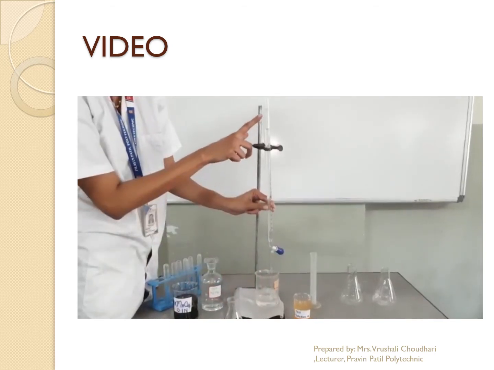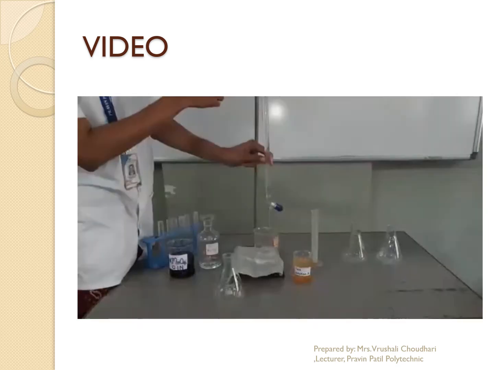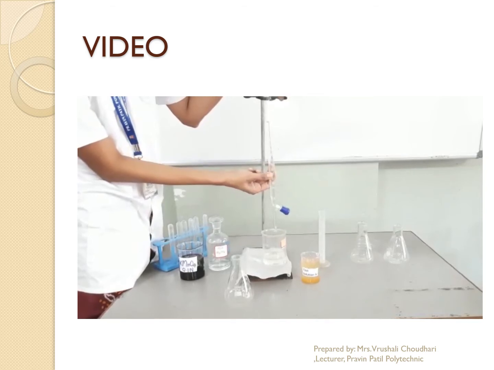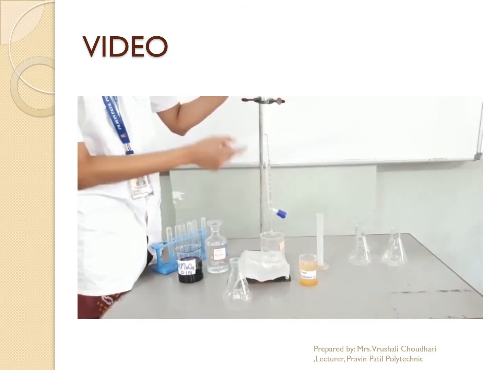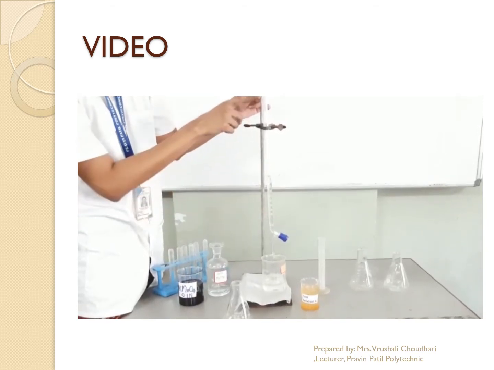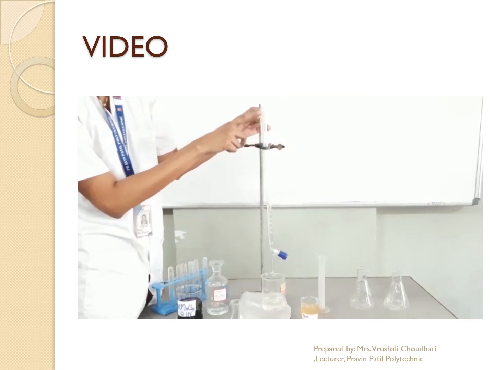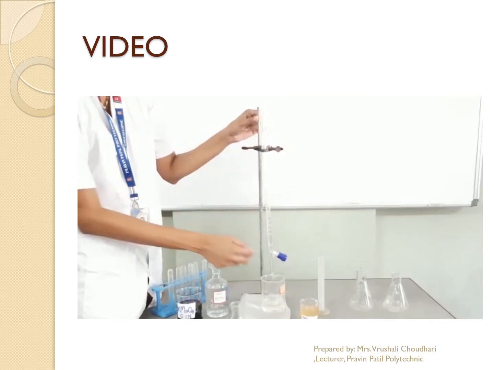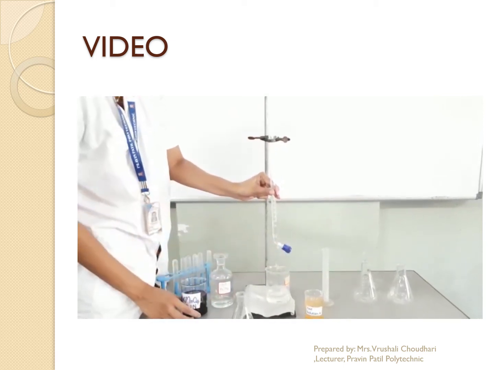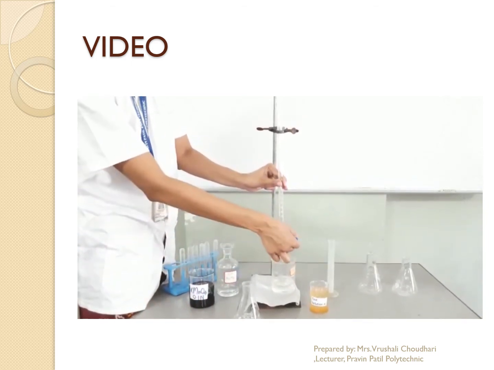On the burette there is a marking from 1 ml towards 25 ml. Are you able to see the marking? That is 1 ml, 2 ml, 3 ml till 25 ml. So we are going to add 0.1 ml as the minimum quantity from this burette. After washing the burette, we are going to fill it with KMnO4 solution. That is our solution in the burette.